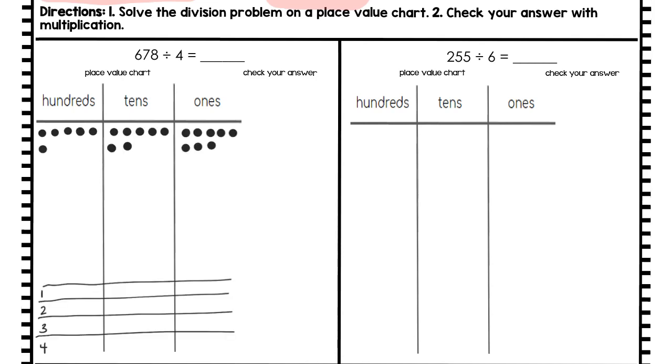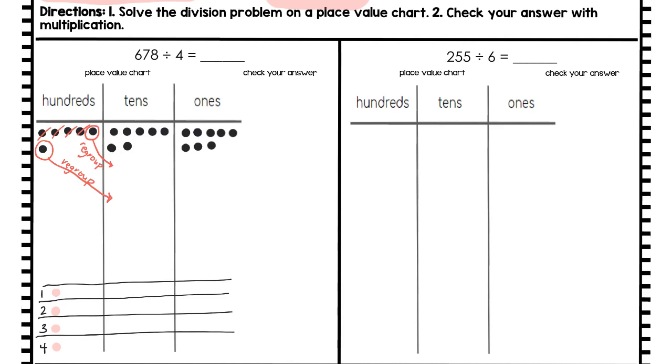All right, we're going to start in the hundreds place. I have 6 hundreds. Do I have enough to put 1 in each group? Yes, I do. 1, 2, 3, 4. And then I'm going to come up and cross out 4 because I have already used them. Now I have 2 more hundreds left. Is that enough to fit into 4 groups in the hundreds place? Nope. I need to regroup them into tens in order to split them up in the tens place.